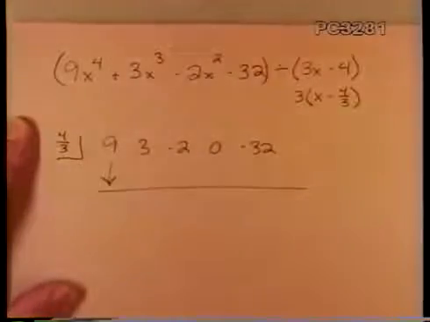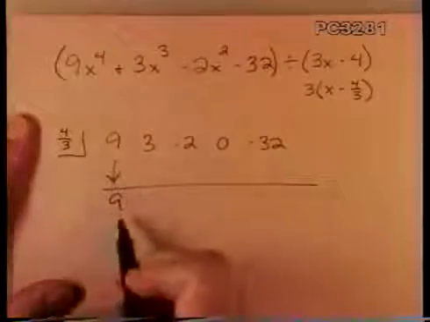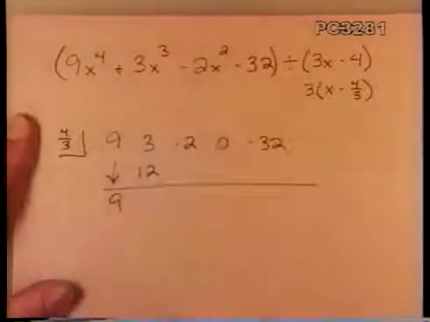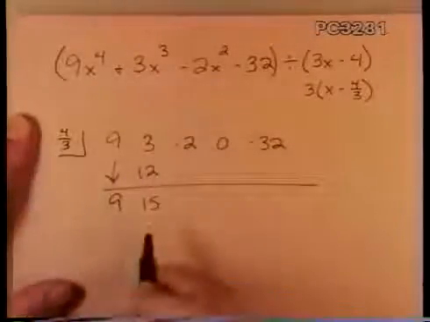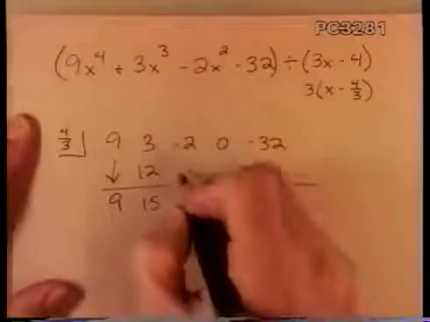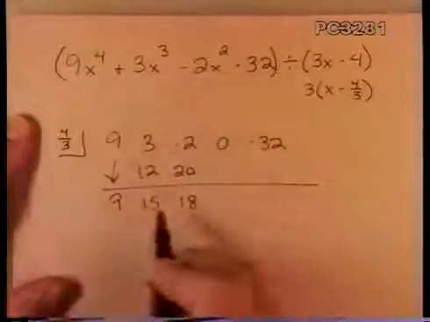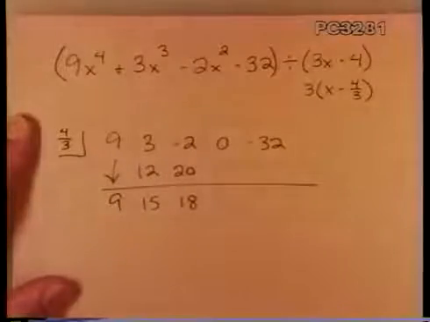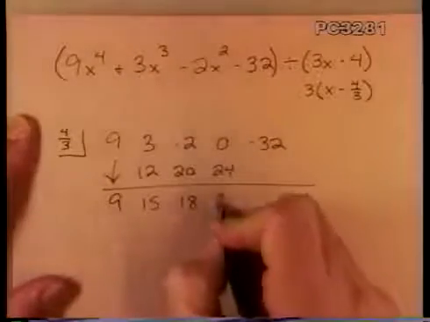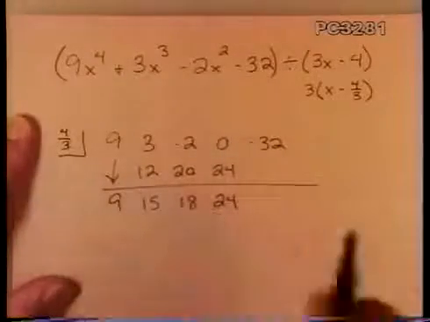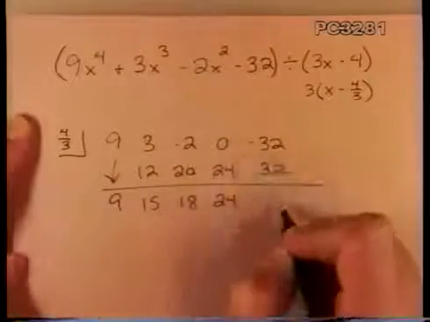So you just do it the same. Bring down your 9. 9 times 4/3. Well, 3 goes into 9 3 times. 3 times 4 is 12. 3 plus 12 is 15. 4/3 times 15. 3 goes into 15 5 times. 5 times 4 is 20. 20 minus 2 is 18. 4/3 times 18. 3 goes into 18 6 times. 4 times 6 is 24. 0 plus 24 is 24. 3 goes into 24 8 times. 4 times 8 is 32. Minus 32 gives you 0.